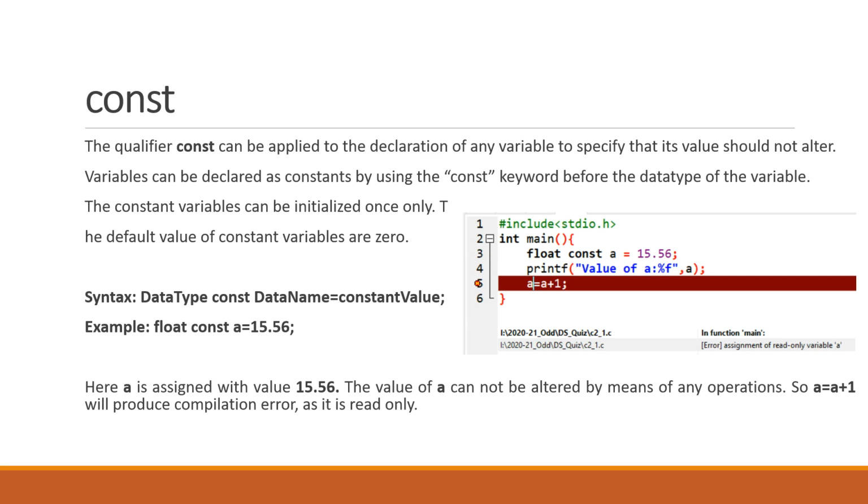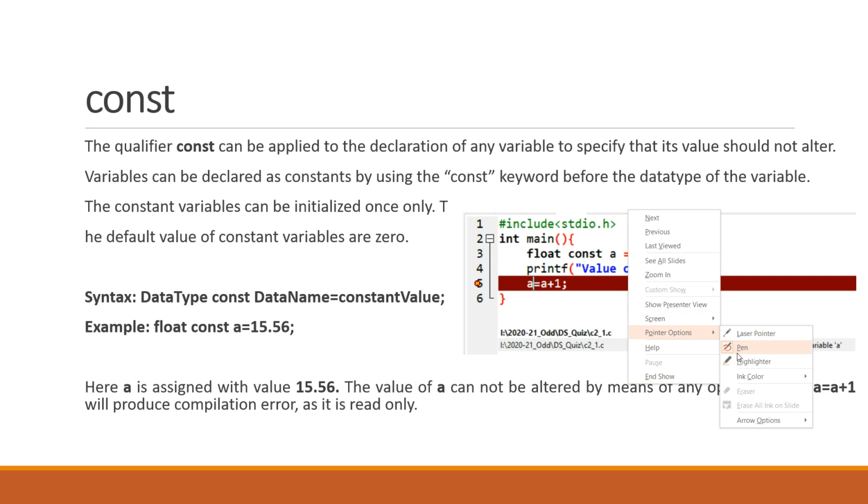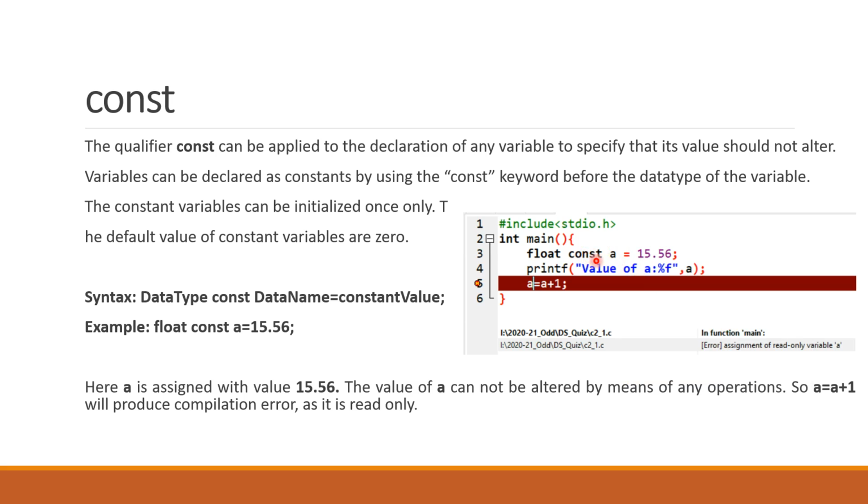Variables can be declared as constants by using the keyword const before the data type, before the variable name. Like you can see here in a C program, I want to make this as constant. It should not be altered anywhere in the program. The value should be the same. When you try to modify the value, it should notify you with an error message. Then how to define the constant?